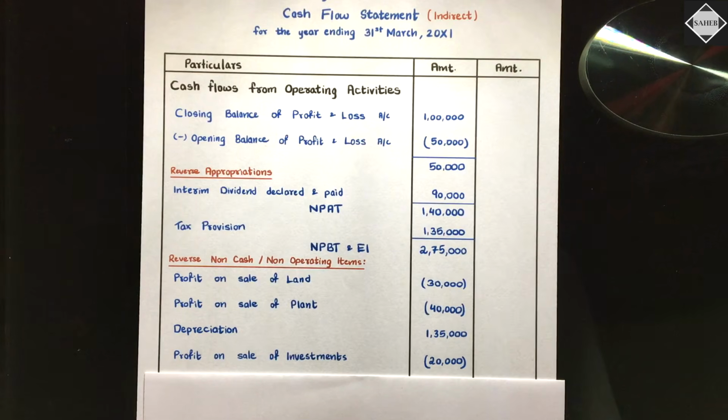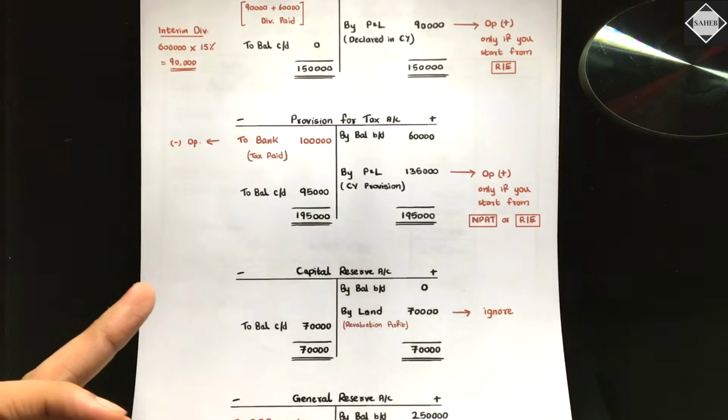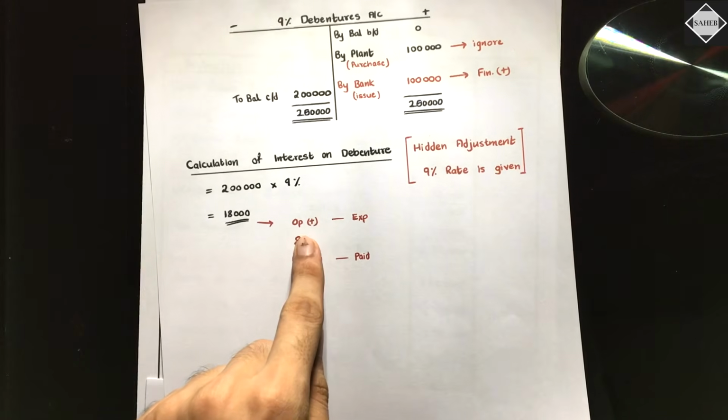Next, what do we have? Let's look at the other ledger accounts. In dividend payable, is there anything? No. In provision for tax, capital reserve, general reserve, nothing. So then we have one more last thing, the hidden adjustment, the debenture interest, right? You all know debenture interest has to be added, isn't it?